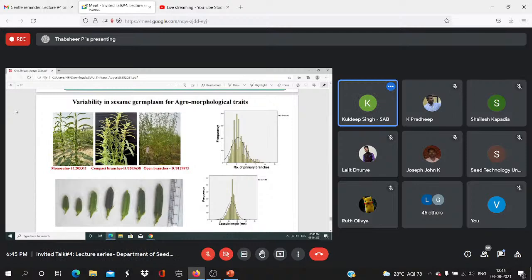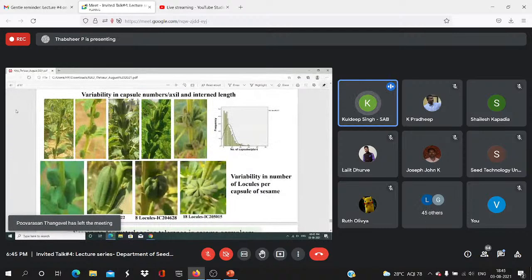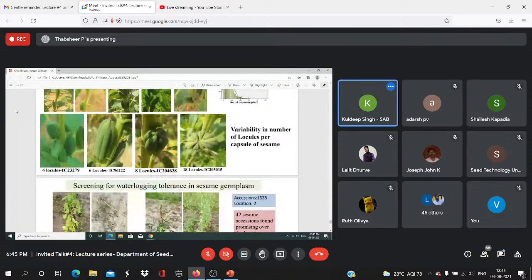Have a look on the other traits, the phenotypic variability. You may have from a single capsule per axil to multiple of those. Next, please. Next.